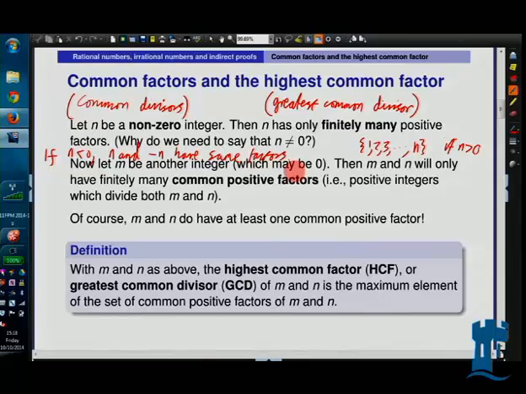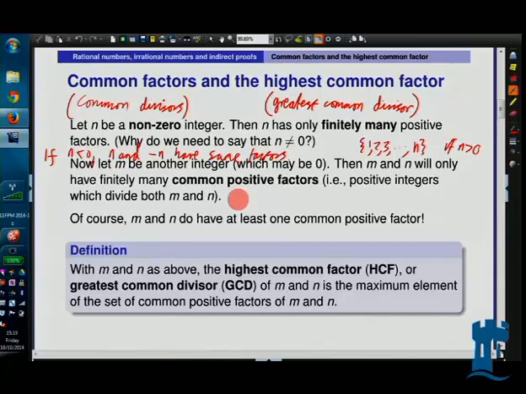Okay. Now, we go to another integer m, and we can let m be 0 if we like, because there are only going to be finitely many factors common to both of them. Once n has only finitely many possible factors, m can have as many factors as you like, but if you're looking for factors of both of them, then you can't get more than the factors of n in the first place. So there's only going to be finitely many common positive factors. So that's positive integers which divide both of them.